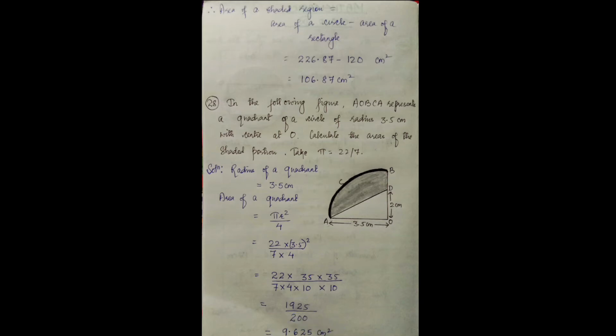Now we will find the area of this triangle. For this triangle, 2 centimeter is the height and 3.5 centimeter is the base.